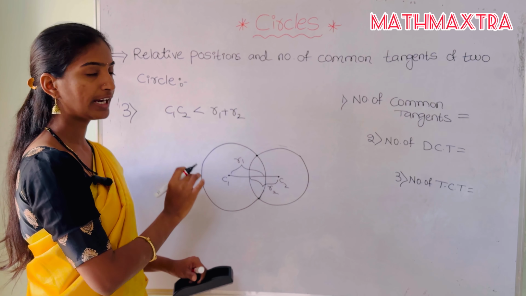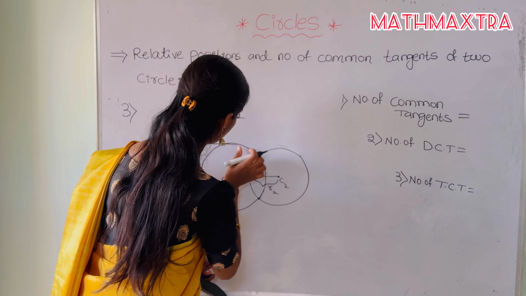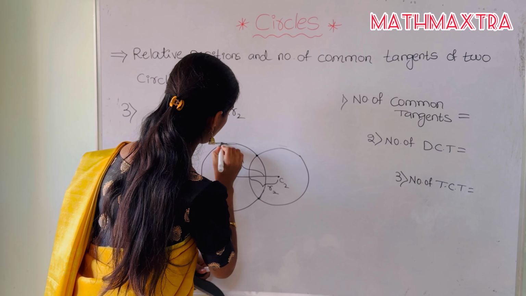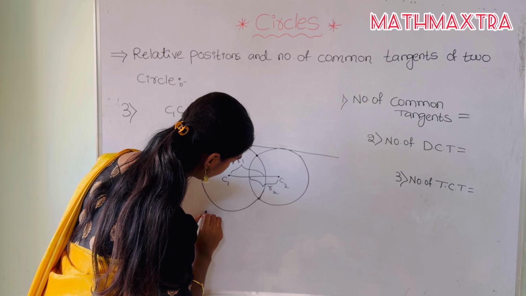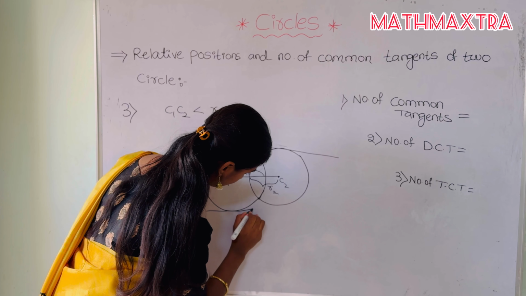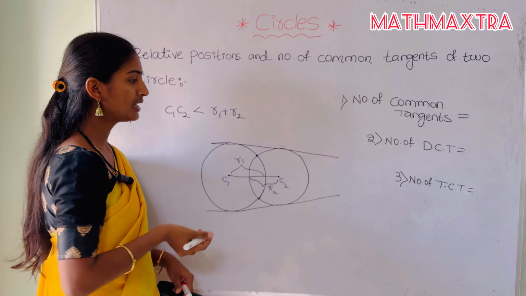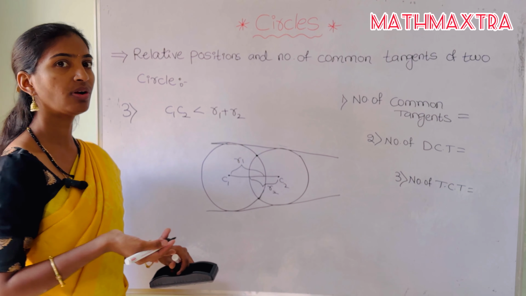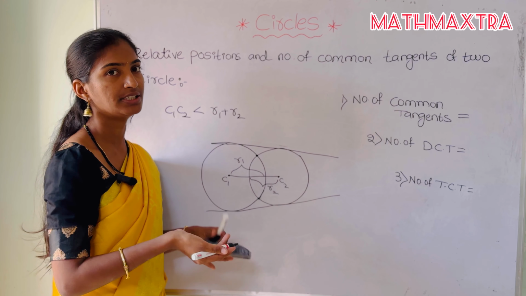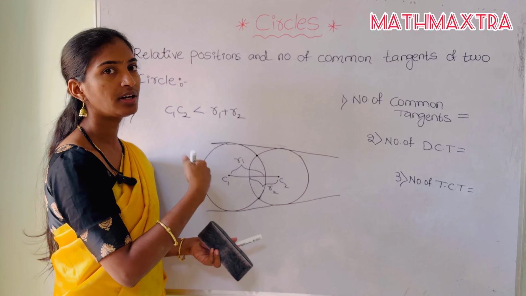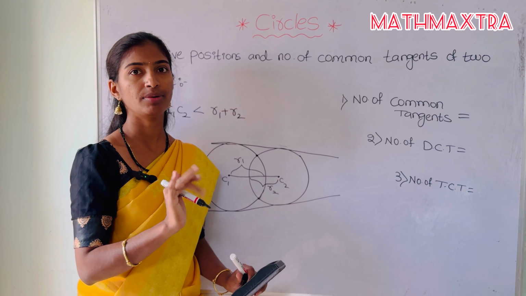Now, we try to draw common tangents for these circles. So, this is one common tangent I can draw. This is another common tangent I can draw. Is there any other possibility to draw a common tangent? Whatever the common tangents may be, it may be a direct common tangent or a transverse common tangent. So, I have drawn two direct common tangents.